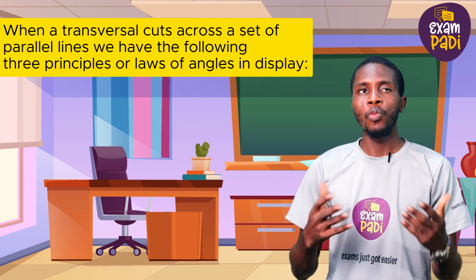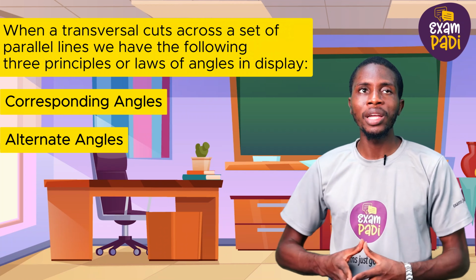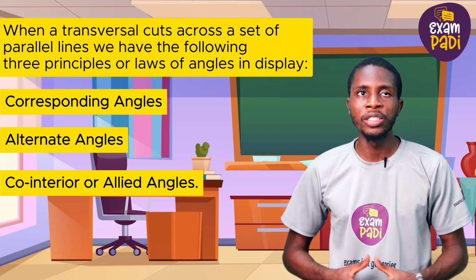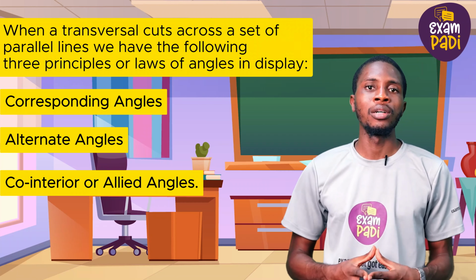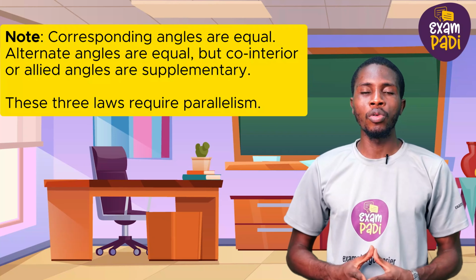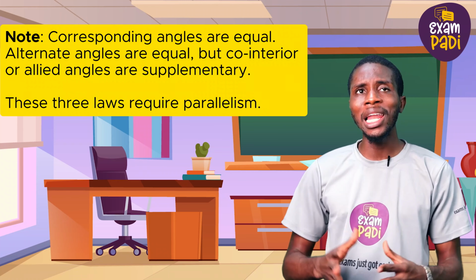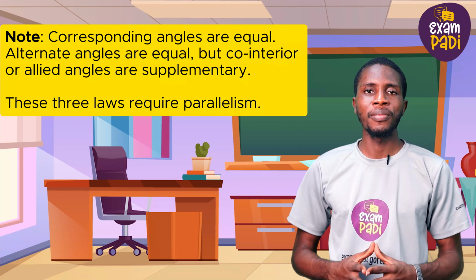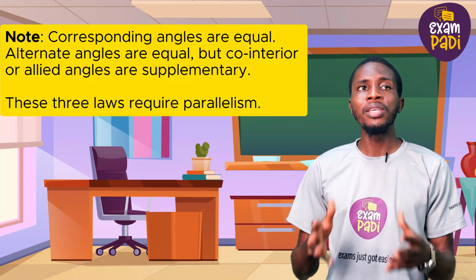When a transversal cuts across a set of parallel lines, we have the following three principles or laws of angles on display: corresponding angles, alternate angles, co-interior or allied angles. Note, corresponding angles are equal, alternate angles are equal, but co-interior or allied angles are supplementary. These three laws require parallelism.